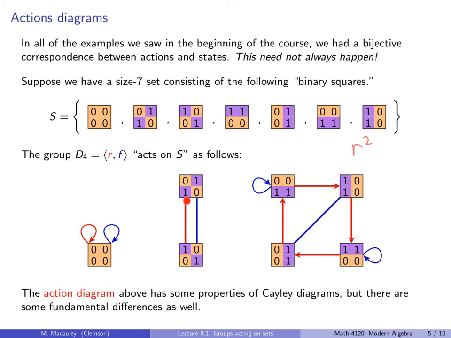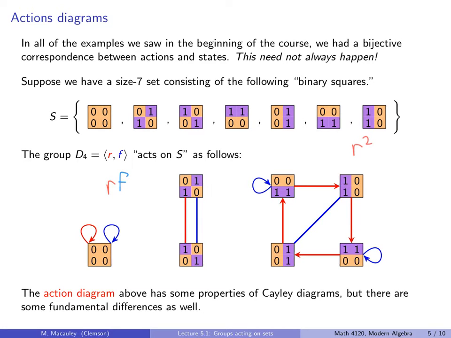Over here, if you do red, red, you get back to itself. Or if you want to do, say, rotate and then flip, pick any node, follow the red arrow and the blue arrow, and that tells you what happens when you apply this group element, or this action, to that configuration. So that's similar to Cayley diagrams. Another similar property is that at every node there is exactly one outgoing arrow of each type.